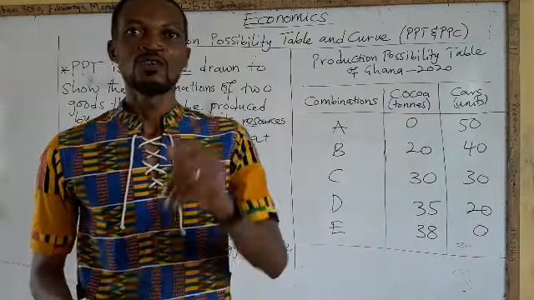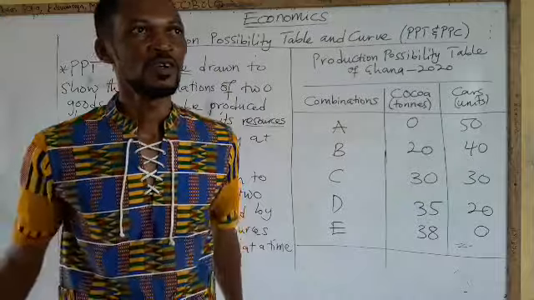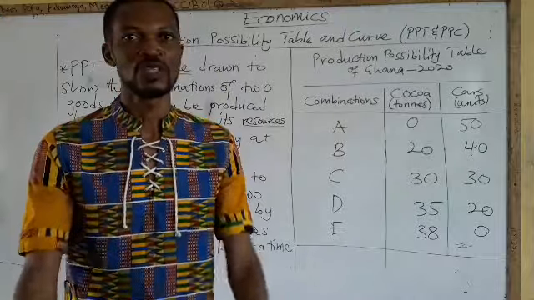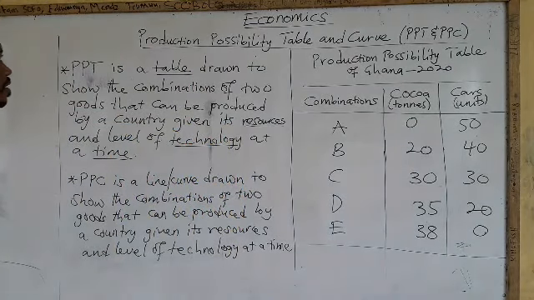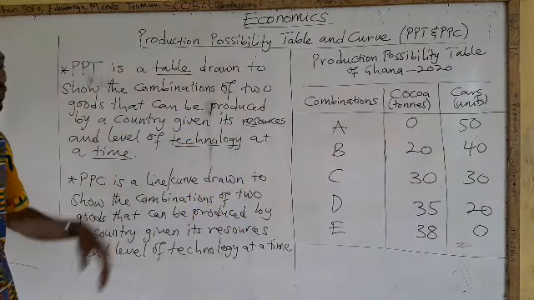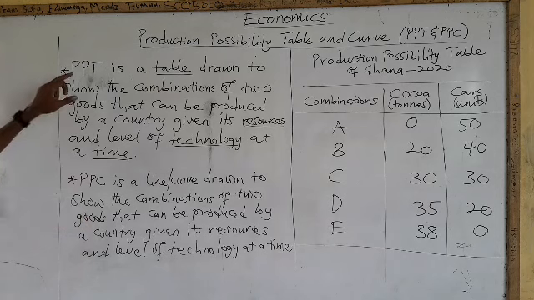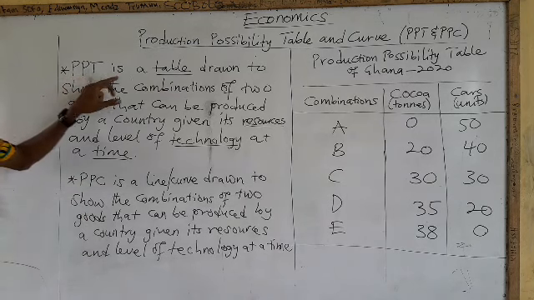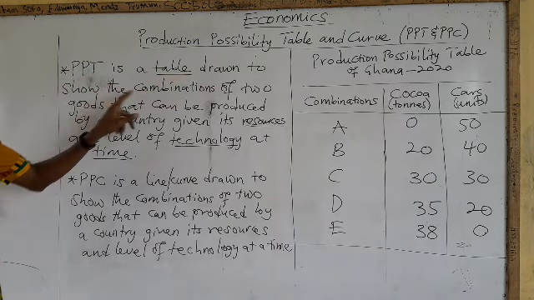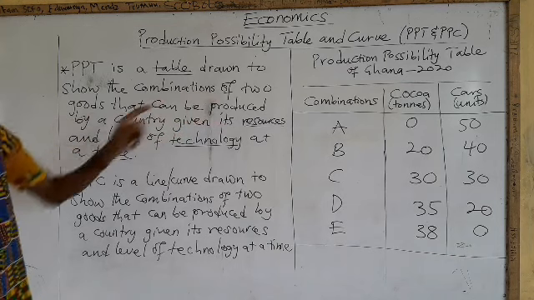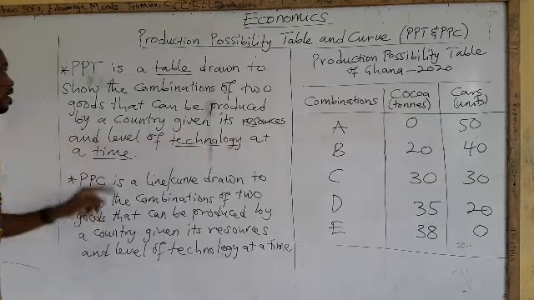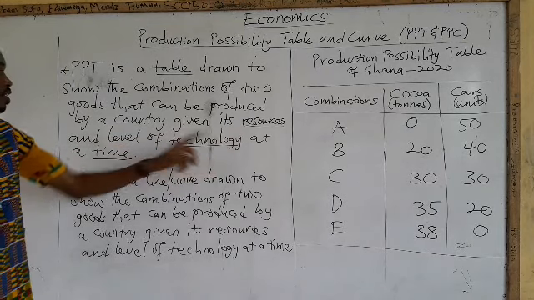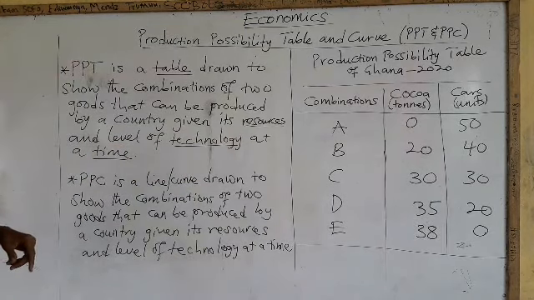Thank you very much. So let's ask ourselves one or two questions which will help us to explain the concept. What is production possibility table? And as you can see, it's already on the board. Production possibility table is a table drawn to show the combination of two goods that can be produced by a country given its resources and level of technology at the time.